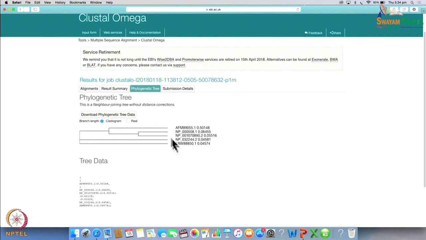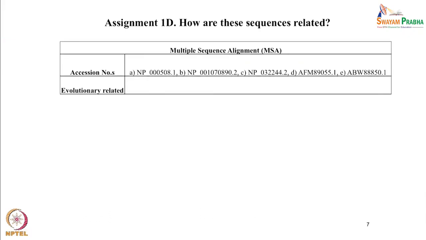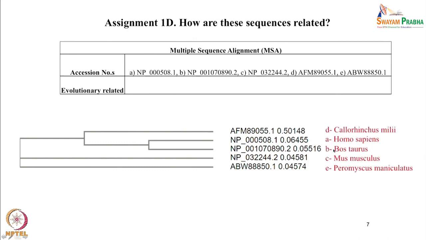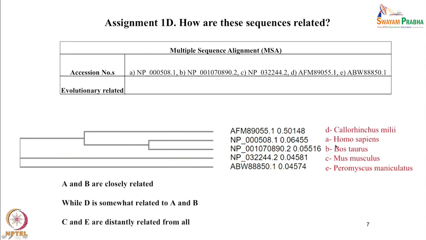Now let's copy this into our document. So let us paste the cladogram in this document. You will see here that A and B are closely related, while D is somewhat related to A and B, while C and E are distantly related from all. So this is how you get an idea about evolutionary relationships.